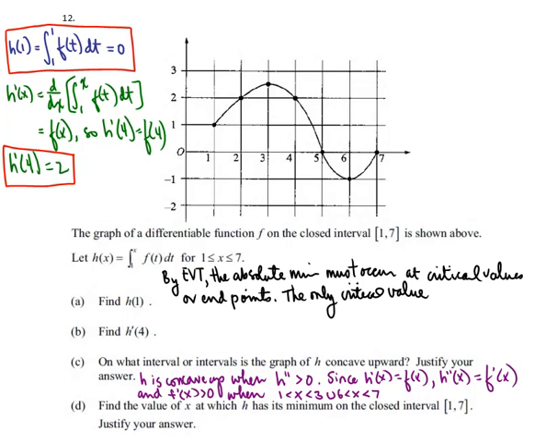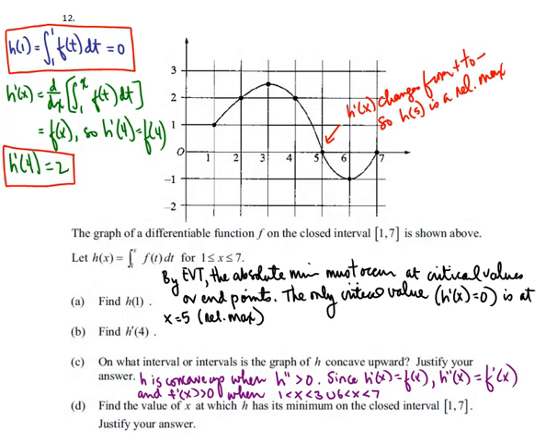Now the only critical value, that is where h prime of x equals 0, and h prime of x is just f of x, occurs at x equals 5. But because that is a relative maximum, h prime changes from positive to negative, so that's a relative maximum there, and that cannot be the absolute minimum.